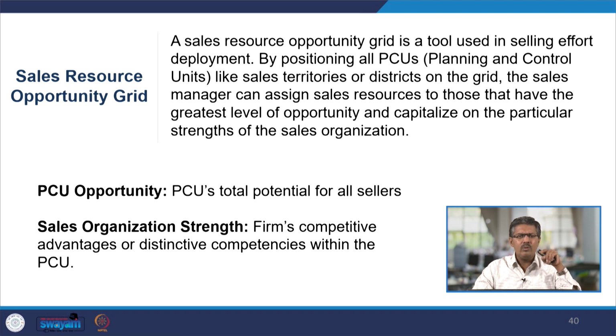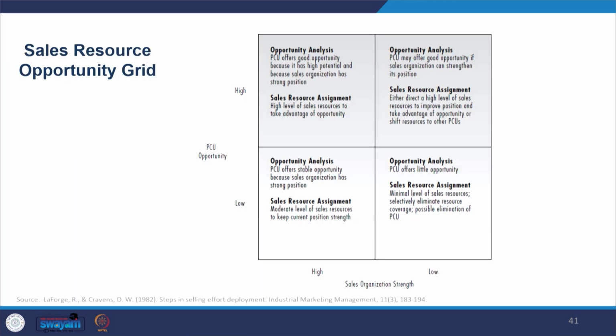So, what is PCU? PCU's total potential for all sellers, and sales organizational strength is the firm's competitive advantages or distinctive competencies. Okay. So, looking at this, for example, if you can make the slide a little bigger, zoom it and see it. The PCU opportunity can be high or low, and sales organizational strength can be high or low.